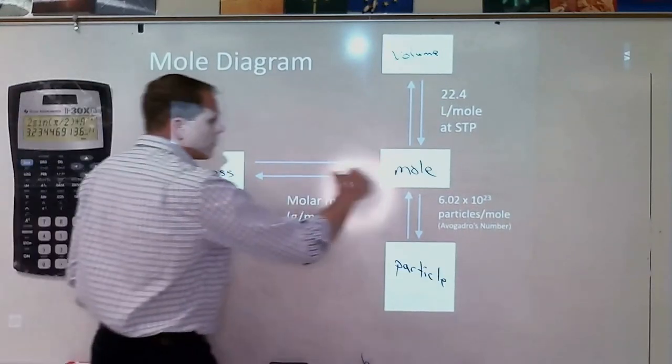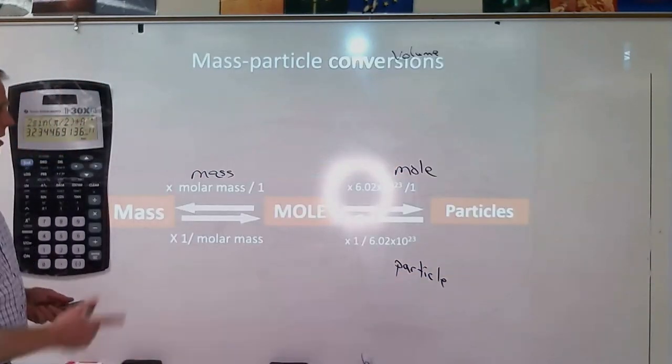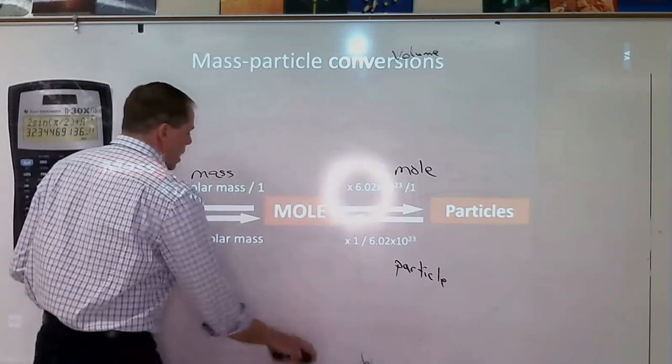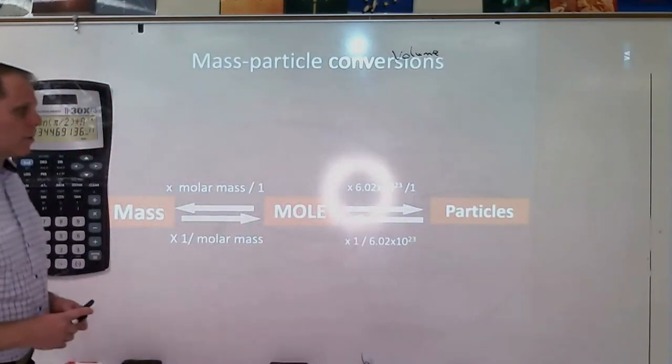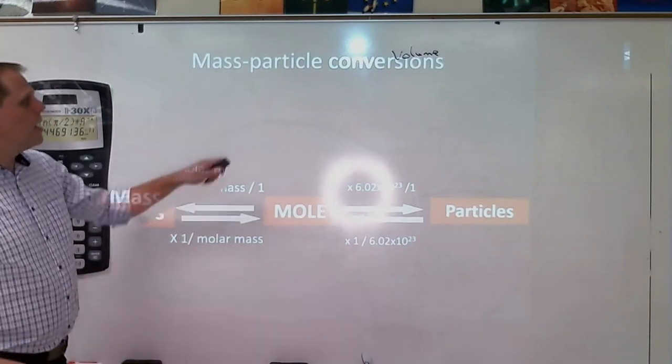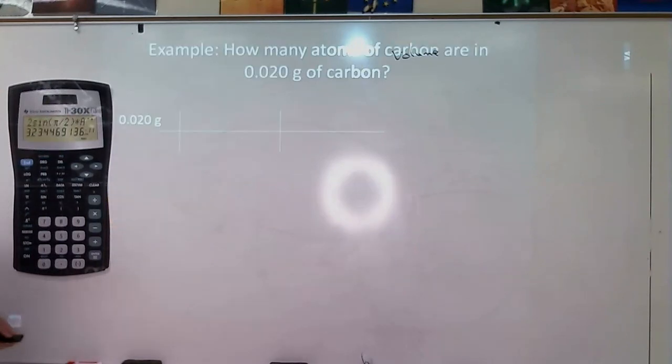So now I've got to go from this part of town to this part of town, following the mole road, right? And so I've got to use 2 different conversion factors. I've got to use my molar mass, and then I've got to use Avogadro's number. So this is a 2-step process, a 2-step conversion in order to come up with our answer.